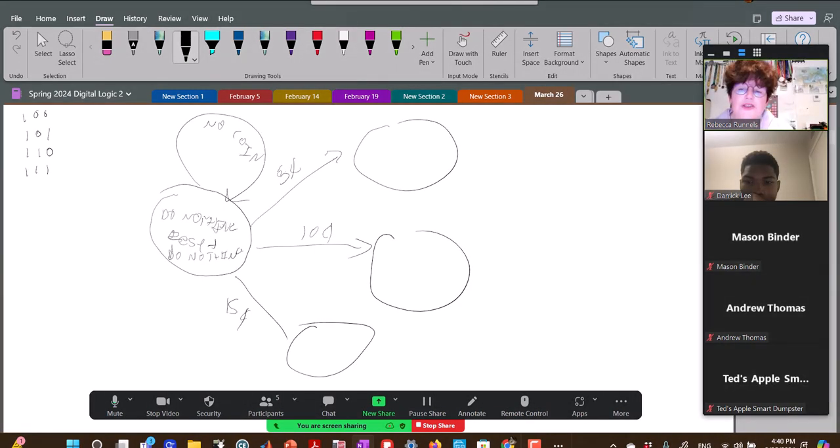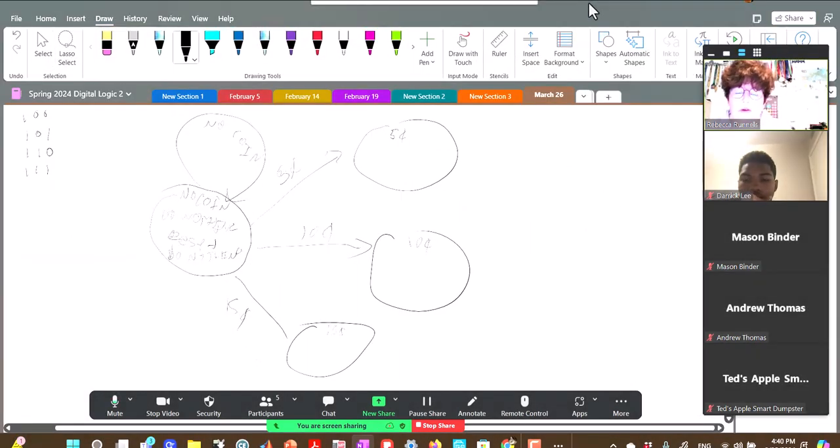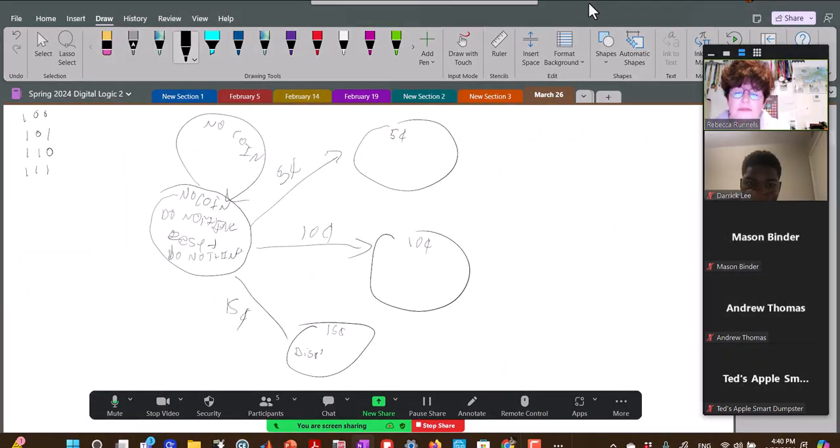And I'm just going to label these right now. This was the state of no coin. This is the state of you've got 5 cents. This is the state of you have 10 cents. This is the state where you have 15 cents. Once you have 15 cents, that means that you can dispense some water. So what this one does is dispense water. That's its output. These do nothing. Their output is do nothing. They don't have enough to do anything yet.